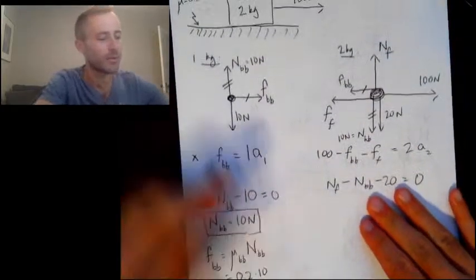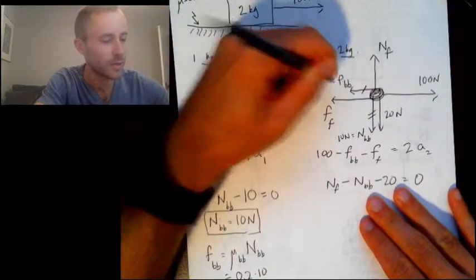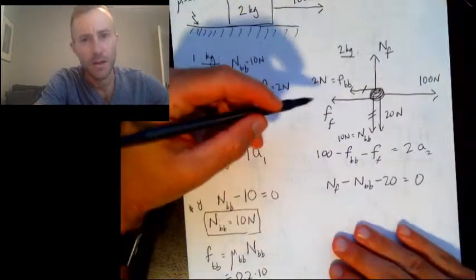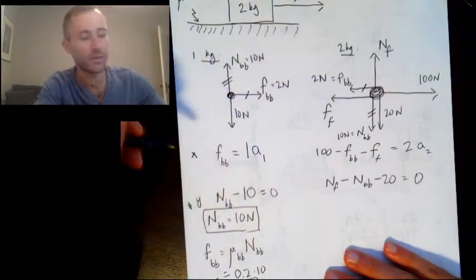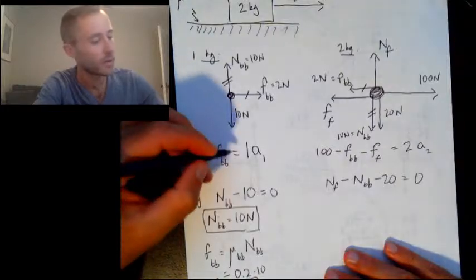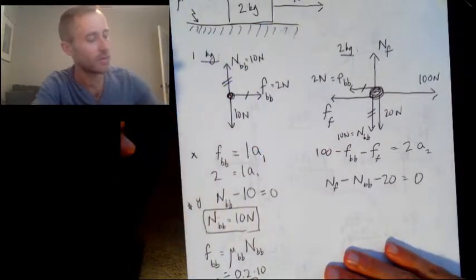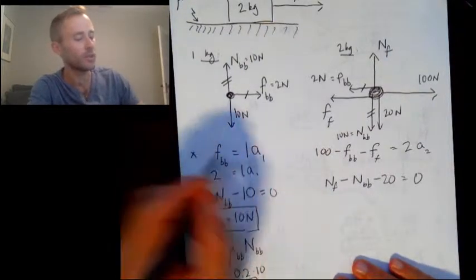So that means I can write this as 2 newtons, and that means I can write this as 2 newtons because it's an action-reaction pair. That's going to then allow me to solve for the acceleration of the top block. It's going to be 2 equals 1 times a sub 1, which says that the acceleration of the top block is 2 meters per second squared.